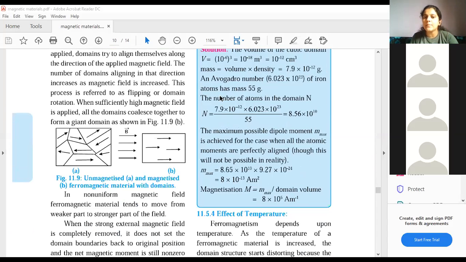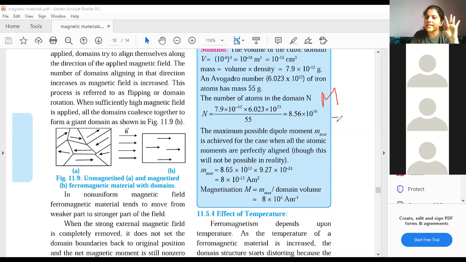Next find is to find the maximum possible dipole moment. Okay, fine. So students, for the maximum possible dipole moment, they have given us the dipole moment for 1 atom. This is the dipole moment for 1 atom. I know the total number of atoms. Just multiply both of them, and you will get the maximum possible dipole moment. As simple as that. Finally, find magnetization.